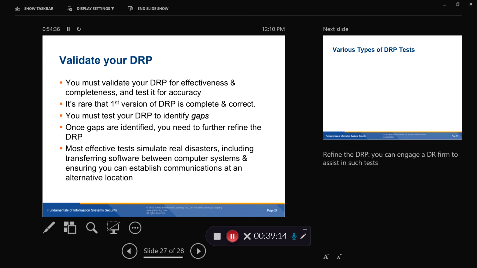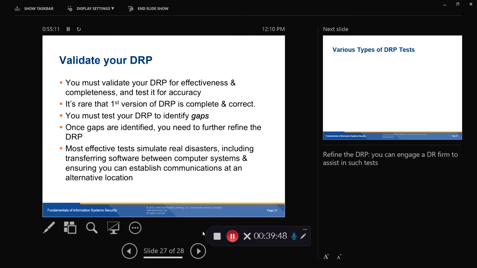Now you have to validate your disaster recovery plan. You must validate your DRP for effectiveness and completeness and test it for accuracy. It's rare that the first version of a DRP is complete and correct. You must test your DRP to identify gaps. Once the gaps are identified, you need to further refine it. You can engage a disaster recovery firm to assist in such tests if you can't do it yourself. Most effective tests simulate real disasters, including transferring software between the computer systems and ensuring you can establish communications at an alternative location.